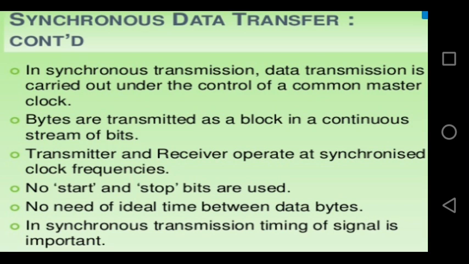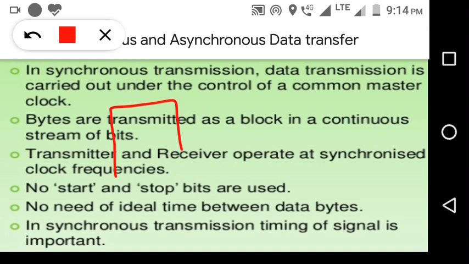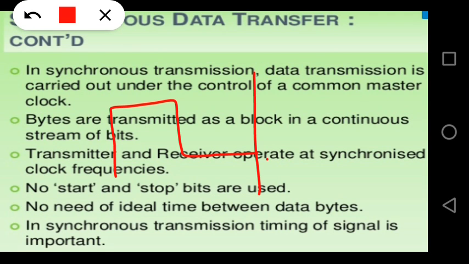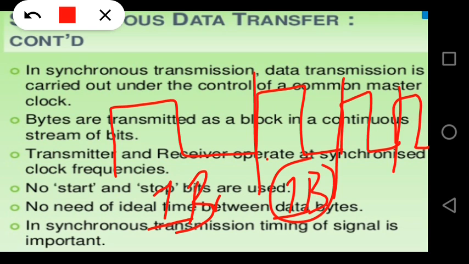There is no need of idle time between data bytes, because it's a continuous process, and there is no time delay. See, during one clock pulse, 1 byte is transferred. In the second clock pulse, the second byte is transferred. There is no delay in transferring the data bytes.